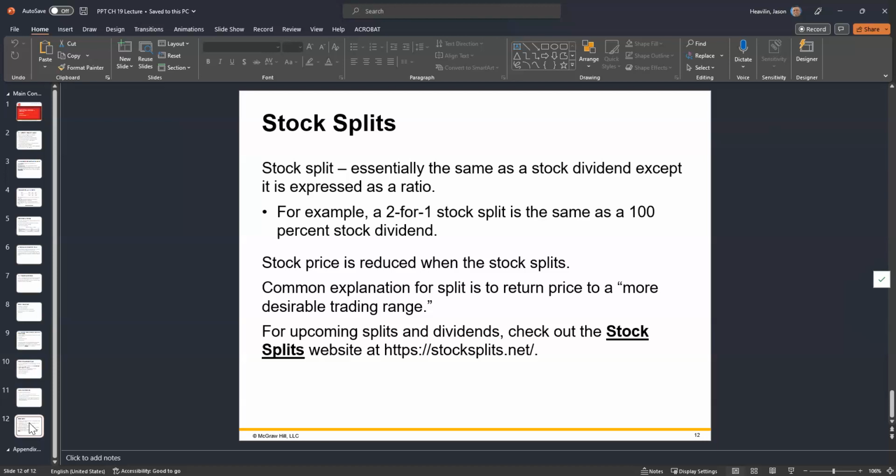For example, on the ratio, people may say a 2-for-1 stock split. That means that for every one share, there'll be another one. So it doubles. But when they say stock dividend, they typically express it as a percentage, and they'll say a 100% stock dividend, meaning that it doubles. That's all that means. Now, those ratios may be different. The stock price is reduced when the stock splits.